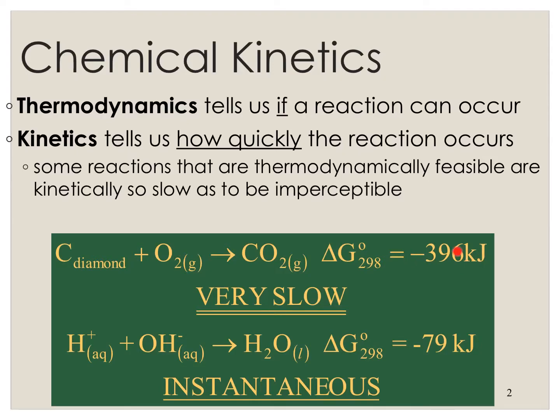This delta G, which we're going to learn more about in thermodynamics, tells us that it's spontaneous. The fact that it's negative, and a very large negative delta G, says it's very spontaneous, spontaneous meaning it can occur. It's a really good thing we have kinetics, which says it occurs very, very slowly. Whereas with this reaction, my delta G tells me that it's spontaneous, but it actually occurs instantaneously. So there's a big difference between if it occurs and how quickly it occurs. What we're going to focus on right now is how quickly.